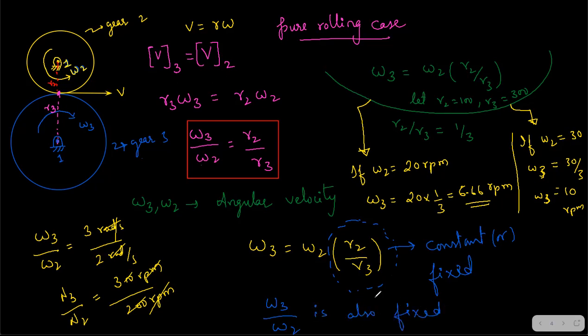It means for different RPM, we'll get a different fixed value. In gears, for a specific RPM, you are getting a specific result. So for 20 RPM, you are getting 6.66 RPM. For 30 RPM, you are getting 10 RPM. Similarly, for 60 RPM, you will get 20 RPM, right? So that is the way this is going to happen.